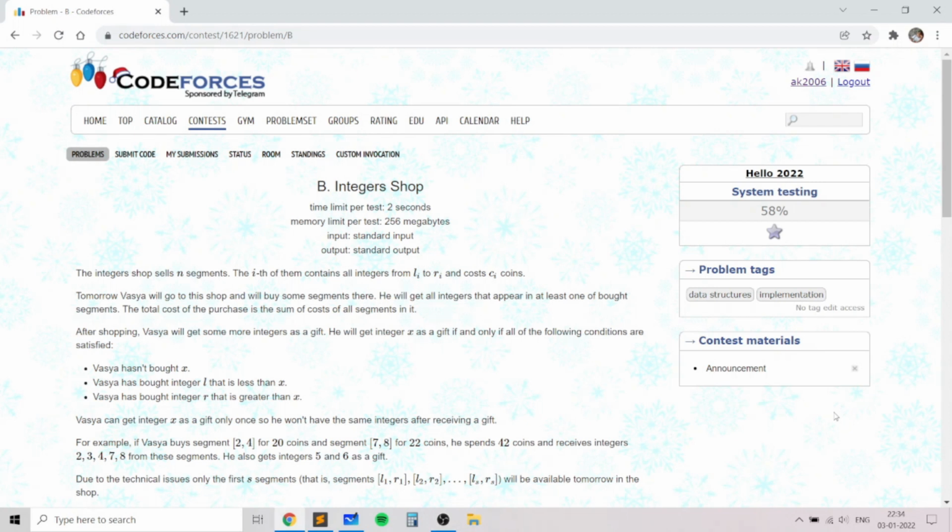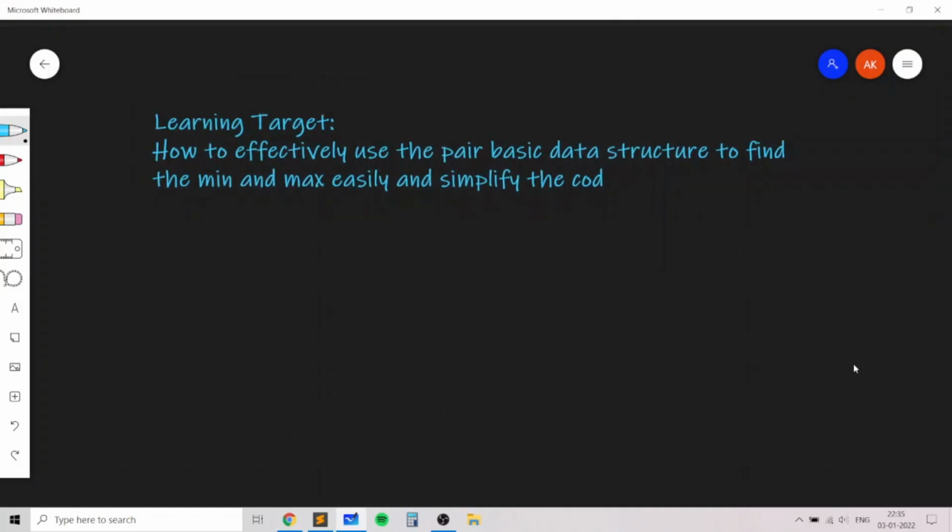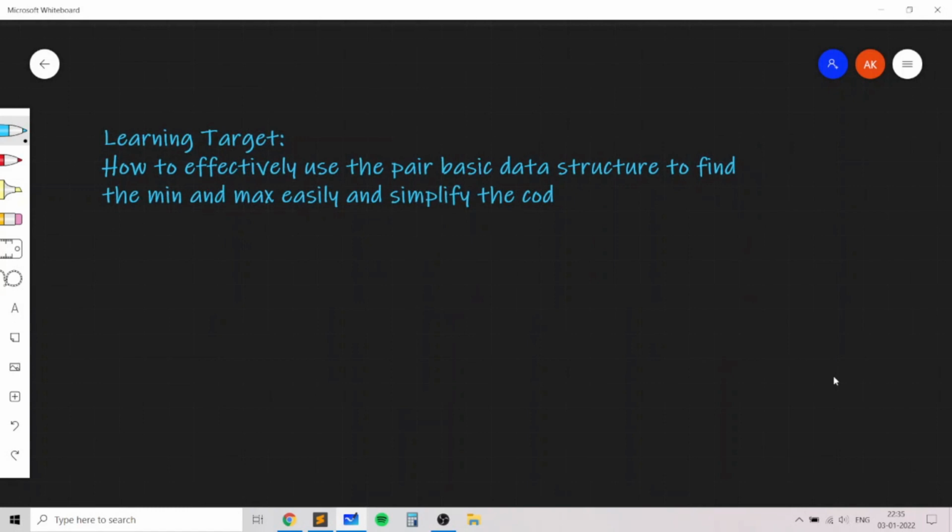Hello everyone, in this video I will go over my solution to the problem named Integer Shop, taken from today's Codeforces round. This problem is an excellent problem which teaches us how we can effectively use the STL pair data structure. There is an STL data structure in C++ called the pair, and we will learn how we can effectively use this basic data structure in order to simplify our code for this problem, and we can basically simplify a lot of casework which would otherwise just lengthen the code.